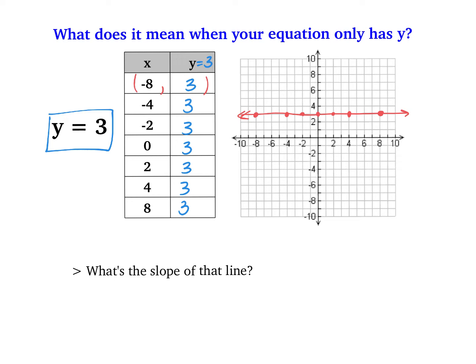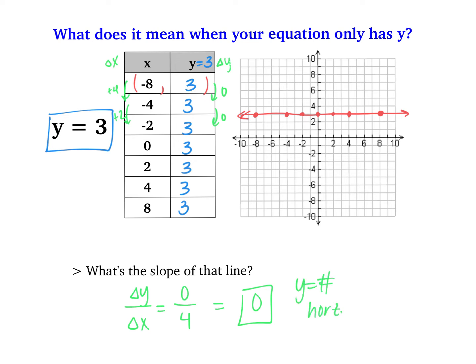If we think about the slope of that line, I'm going to use the table to help us. My change in y is nothing, where my change in x is changing depending on what points you're looking at, but anything with 0 in the numerator is going to be equal to 0. So this y equals a number is going to be this horizontal line that has a slope of 0.